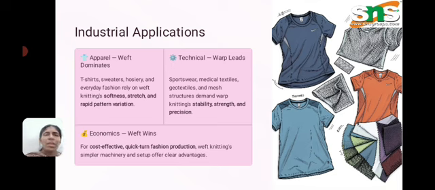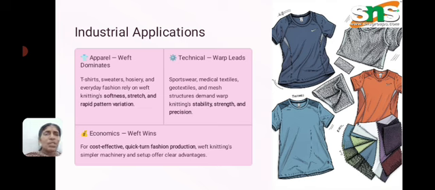Industrial applications. Apparel: weft dominates t-shirts. This chart explains the industrial applications of warp knitted fabric and weft knitted fabric. First, we are going to see about weft knitted fabric. Weft knitted fabrics are used in different clothing sectors like t-shirts, sweaters, hosiery, and everyday fashion relies on weft knitting. It has characteristics like softness, stretch, and rapid pattern variations.